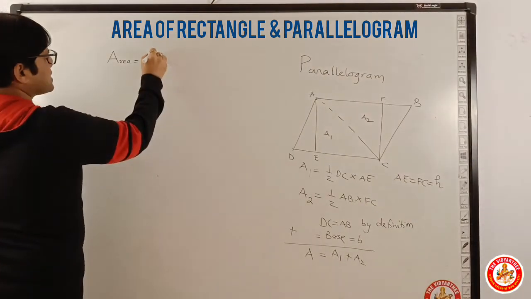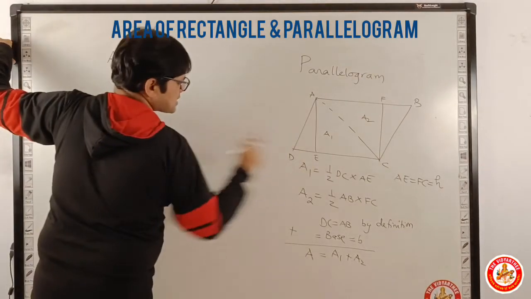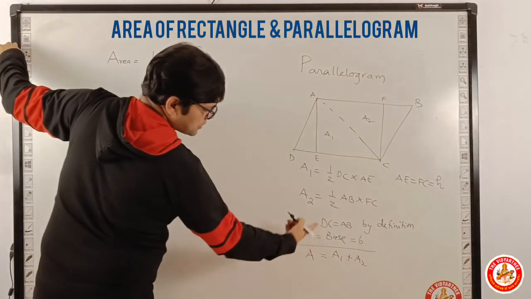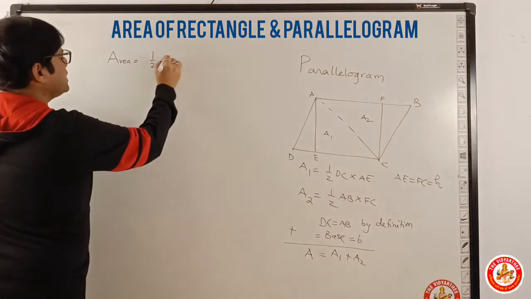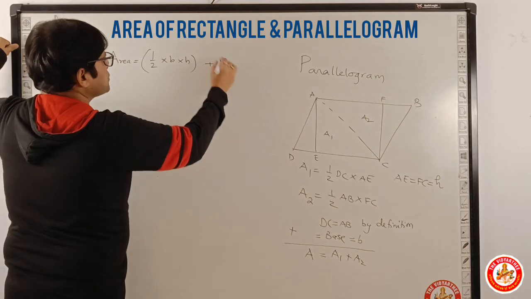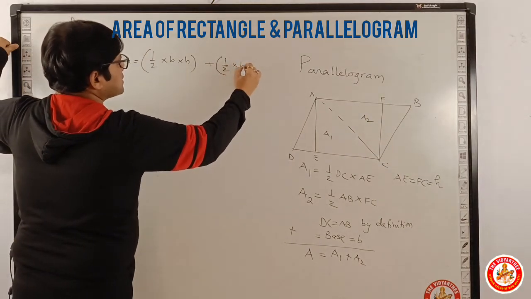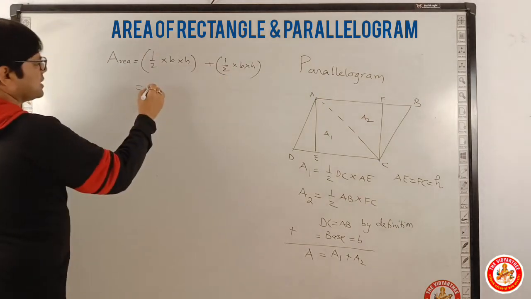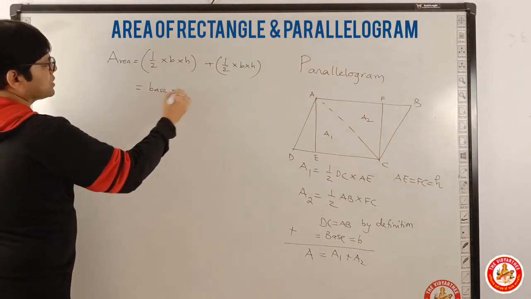I can write this as half into, first case is half into DC. DC is equal to B. So half into B into H plus half into B into H. See, these two dimensions are the same. It is base into altitude.